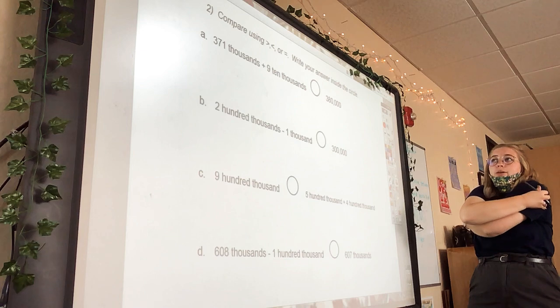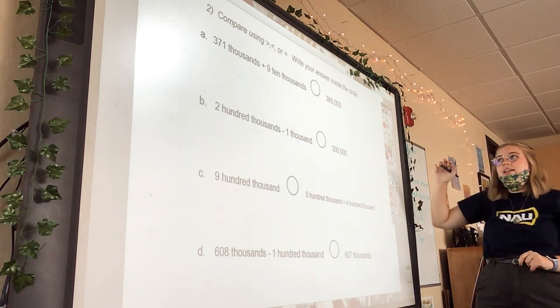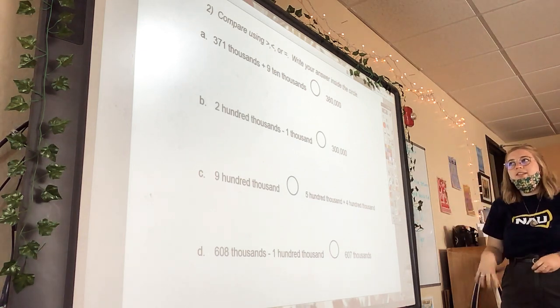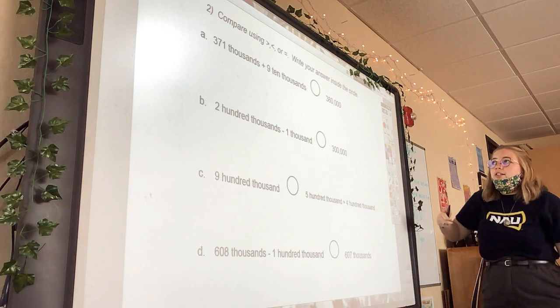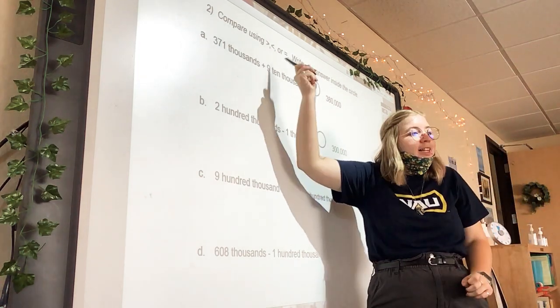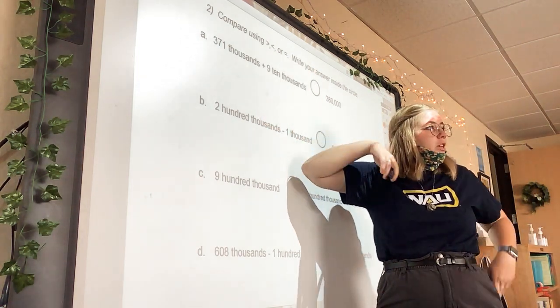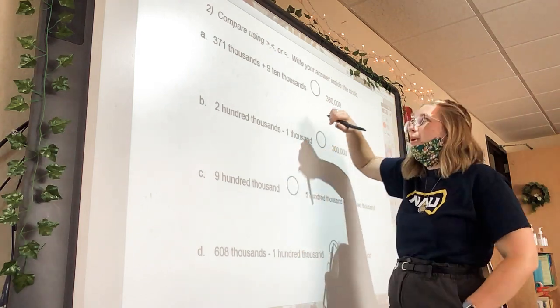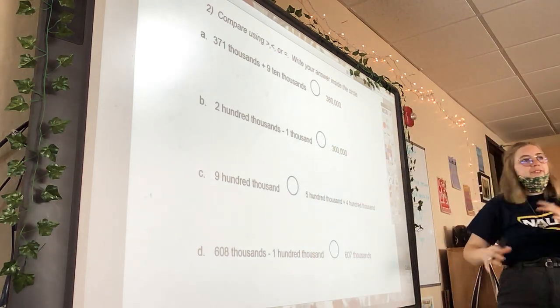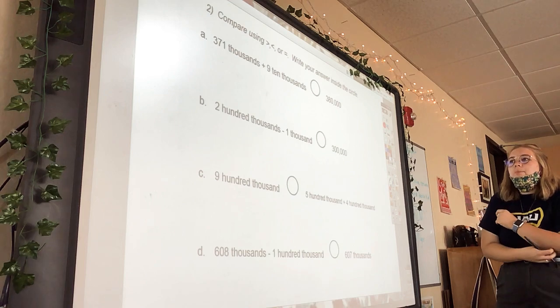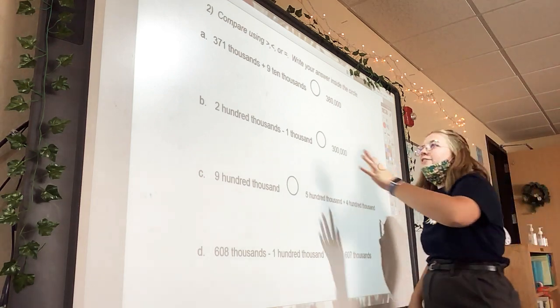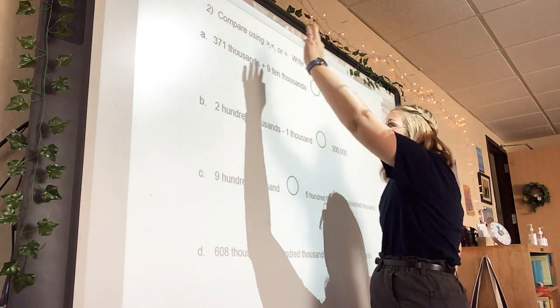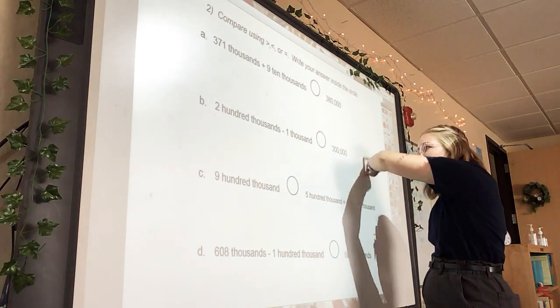All right, so number 2. Compare using greater than, less than, or equal to. Write your answer inside the circle, okay? So here, you've got to do whatever you need to do, okay, to figure out which number is bigger or smaller or if they're the same, okay? If, let's say the one on the left is bigger, right? Remember, we read left to right, right?